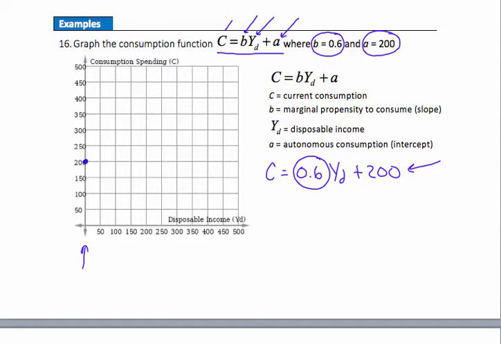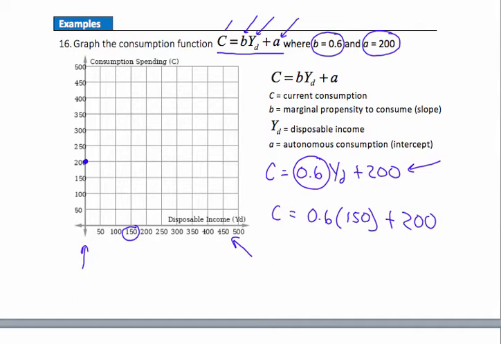Let's say, for example, I put 150 in for our disposable income. And you notice disposable income is like our x variable here. It's down here on the bottom. So I'm going to put a disposable income of $150 into this equation, and that should give us a point. So C is going to equal 0.6 times 150 plus 200.